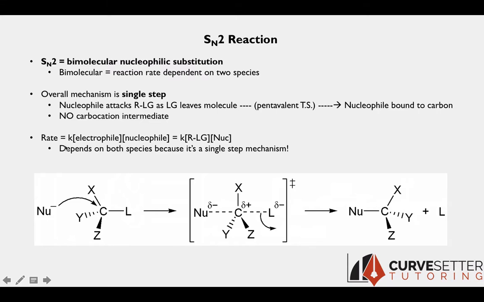The rate of an SN2 is equal to the rate constant times the concentration of the electrophile, which is this guy, times the concentration of the nucleophile. So it depends on both species here. And you see this is a single-step mechanism, and we know that all single-step mechanisms, or elementary reactions, have a rate that's just equal to k times the concentration of the reactants raised to the stoichiometric coefficient. And because this is a 1-to-1 reaction, meaning one nucleophile for one R leaving group, there's no exponent here.